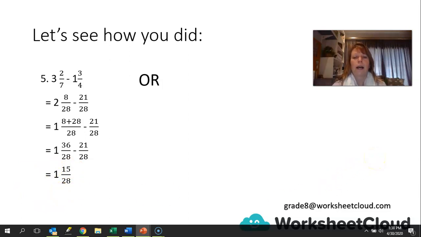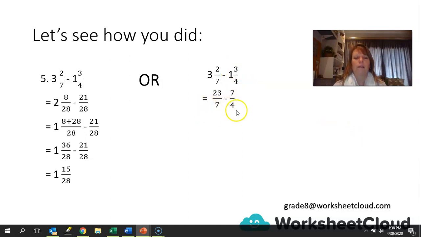All right, let's go the other way. We are now going to use improper fractions. We're going to convert to improper fractions. So it'll be 7 times 3 plus 2. So it's 21. 21 plus 2 is 23. 4 times 1 is 4. Plus 3 gives me 7. Okay, so I've got 23 minus 7.